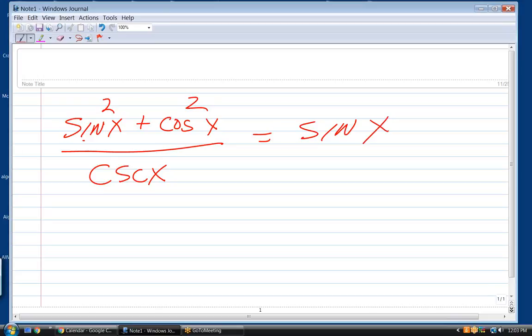Prove that. Because sine squared x plus cosine squared x equals 1, then it'll be 1 over cosecant, and then that is sine over 1. All right.